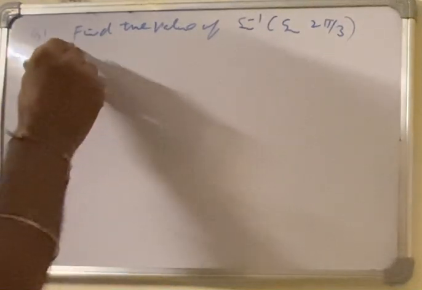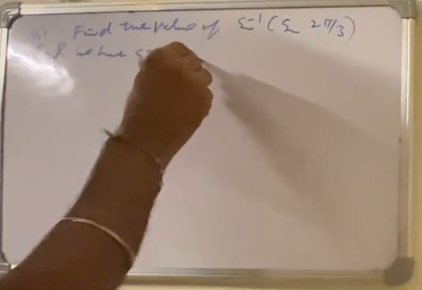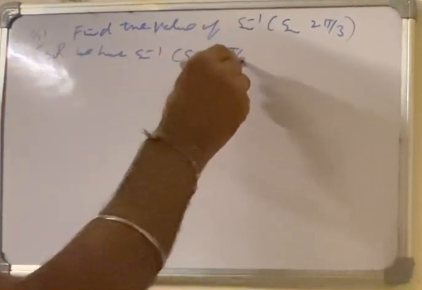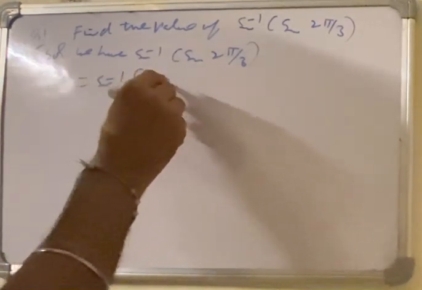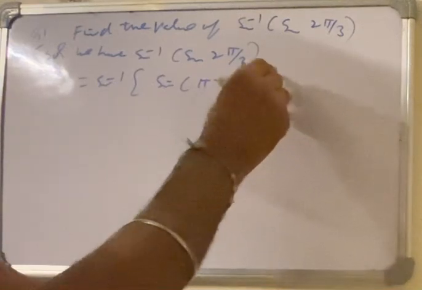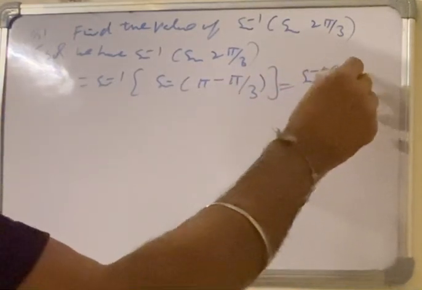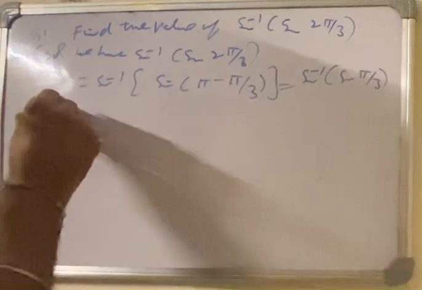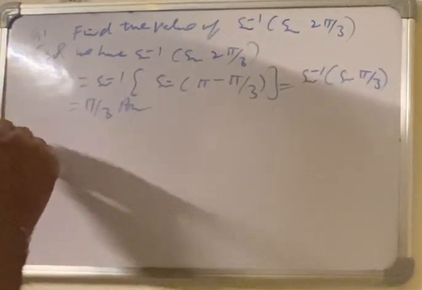Solution, we have sine inverse sine 2 pi over 3 equals sine inverse sine of pi minus pi over 3, which is sine inverse sine pi over 3, which is equal to pi over 3. This is the answer.